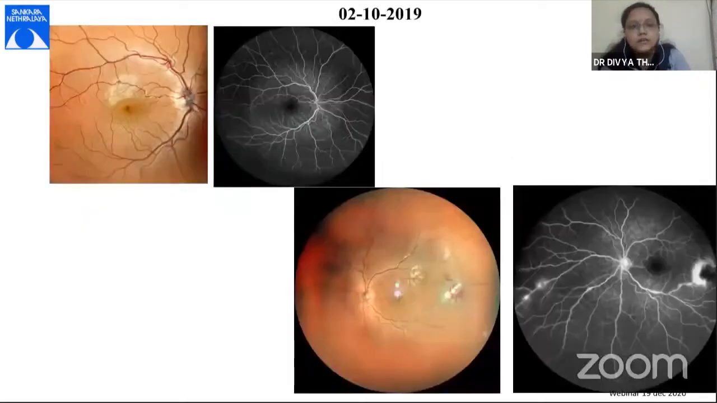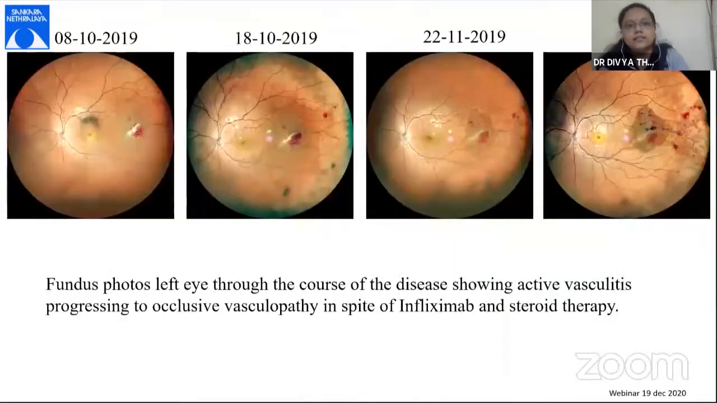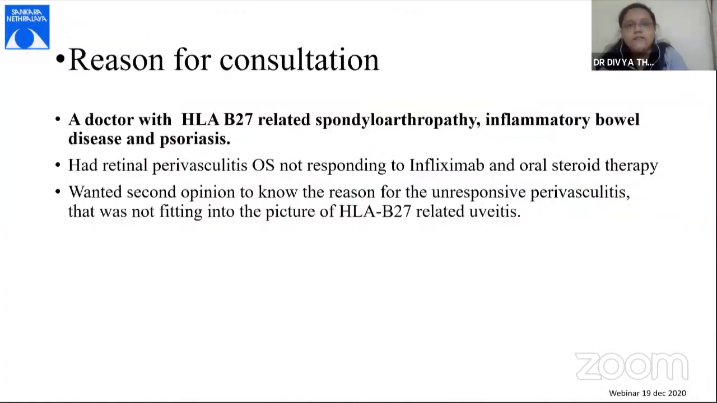This was the color fundus photo and FFA at the time of presentation, that is in October. The color fundus photo of the right eye is normal, and the left eye shows retinal vasculitis with FFA showing leakage. These are the serial fundus photos of the left eye through the course of the disease, showing active vasculitis that has progressed to occlusive vasculopathy in spite of the infliximab and steroid therapy.